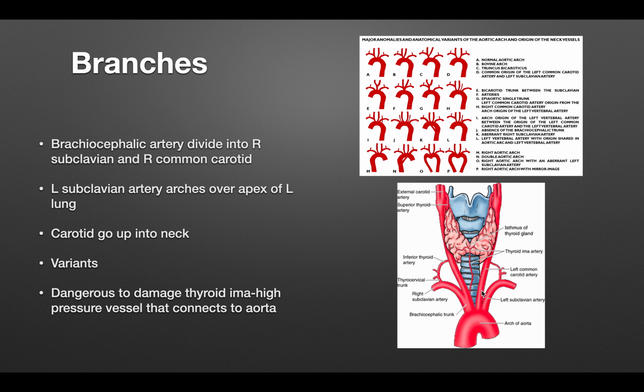But the most important variant is that some people have something called a thyroid ima artery, and it's an artery that will supply the thyroid, and it comes directly from the aortic arch. Nicking this artery can actually lead to death, because it's a high pressure artery, and there's a lot of blood, of course, coursing through the arch of the aorta. So if you're doing any thyroid surgery, make absolutely sure that you ligate this thyroid ima if it exists. It's not in everybody, but if it exists, you have to make absolutely sure to ligate it before operating.